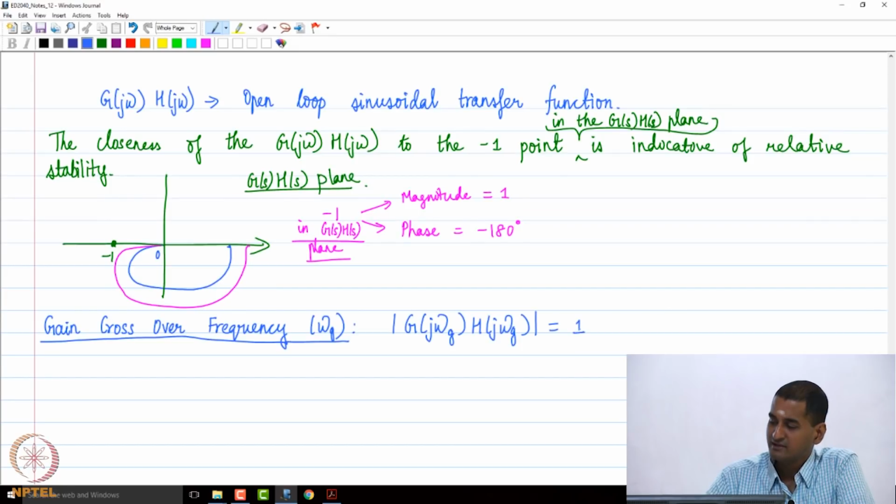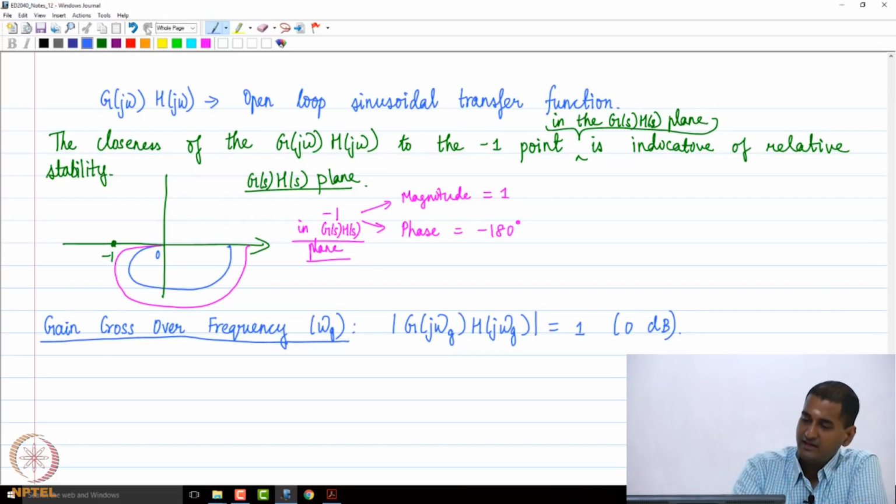Okay, so the magnitude of the open loop transfer function should become unity or 0 decibels. If you convert to a decibel measure, obviously if you take the logarithm of 1, you will get 0, right? So that is the definition of the gain crossover frequency. It is the frequency at which the magnitude of the open loop transfer function becomes 1.